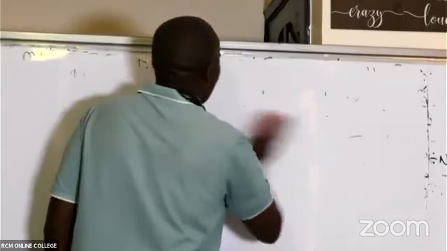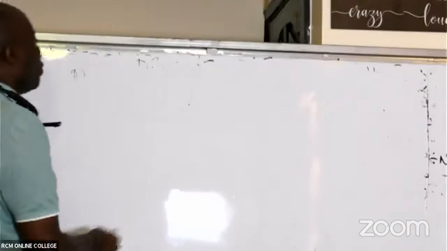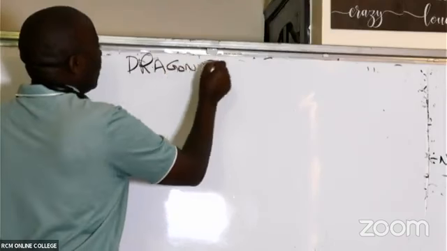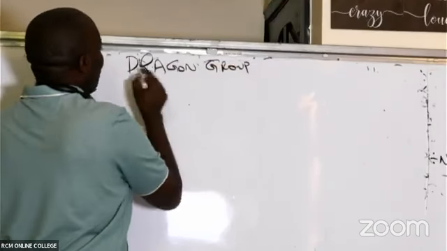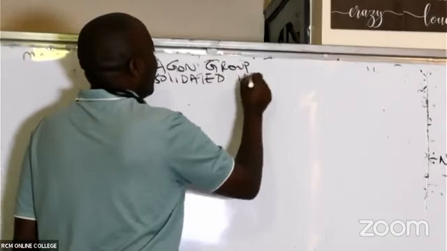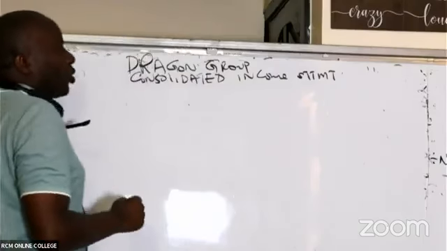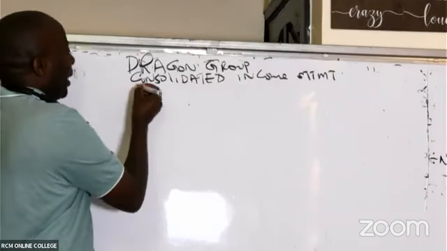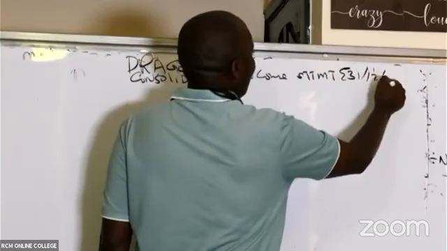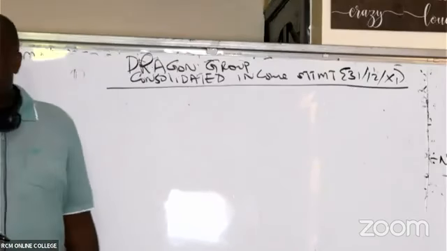What I will do, ladies and gentlemen, I will come right away here and mention the name of the group. So this is Dragon Group Consolidated. It's a fake income statement. Consolidated income statement for the period ending 31st December X1.